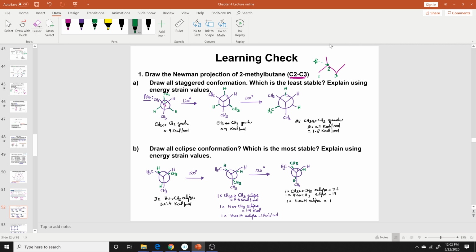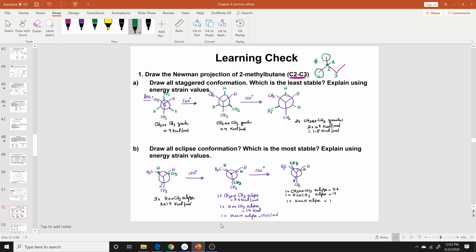The first thing that normally you draw, as I told you before, just make sure that the carbon chain is along the vertical line. So carbon number 2 has a CH3. It's connected to a CH3. It's connected to another CH3 over here. And it does have a hydrogen. So carbon 2 is connected to a CH3, another CH3, and a hydrogen. So you go ahead and you draw that.